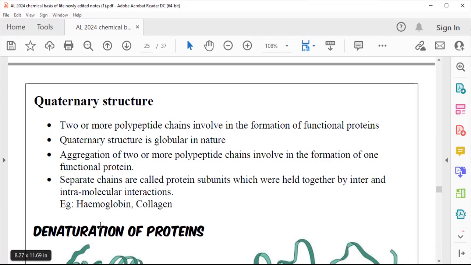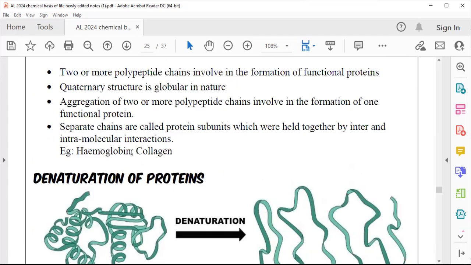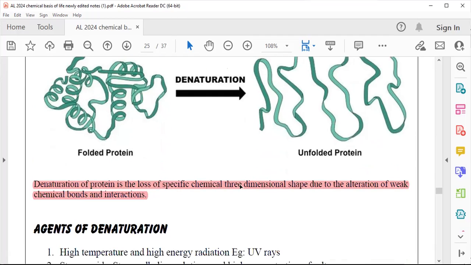But they say in the quaternary, it can be a tertiary protein or a secondary protein. Now, if you take hemoglobin, hemoglobin is the aggregation of tertiary proteins. Then those who have three-dimensional shape only can undergo denaturation. Are you clear?